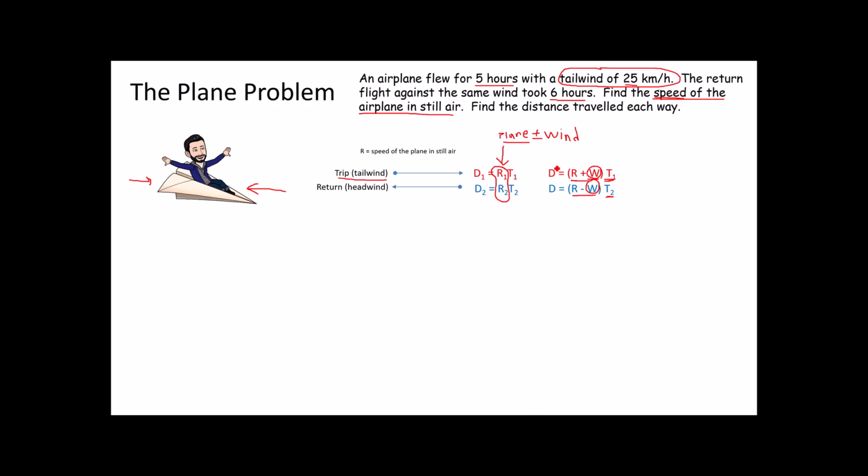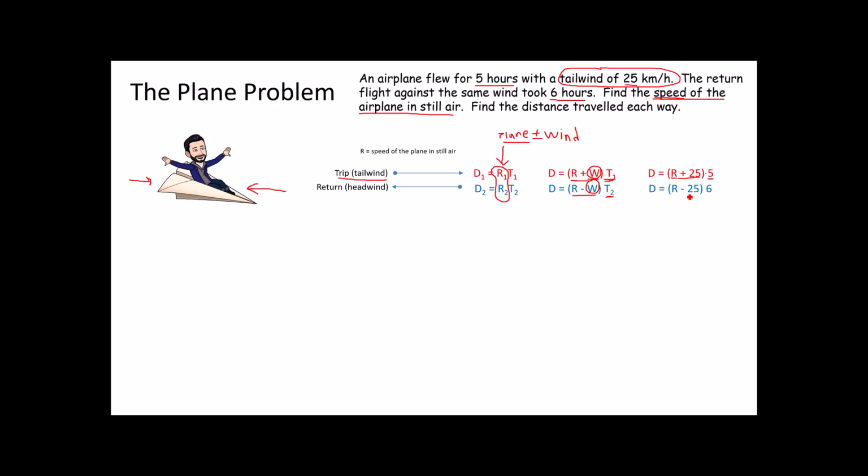So let's do the tailwind. My distance is going to be equal to however fast my plane can go plus the extra 25 miles an hour from the wind. And because of that, it's going to take me 5 hours to reach whatever my destination is.